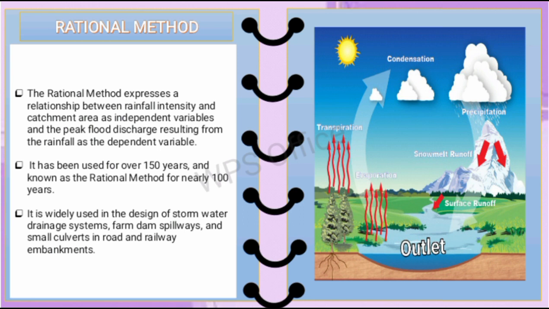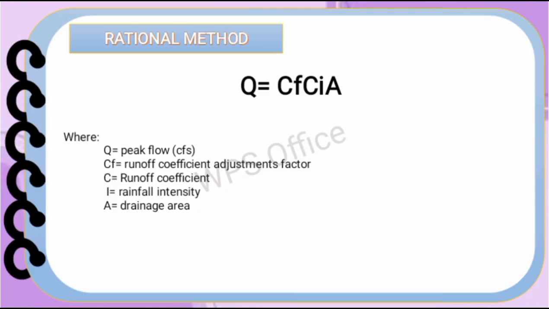It has been used for over 150 years and known as the rational method for nearly 100 years. It is widely used in the design of storm water drainage systems, farms, dams, spillways, and small culverts in road and railway embankments. Here's the rational method. Q equals CfCIA, where Q is the peak flow, Cf is the runoff coefficient adjustment factor, C is the runoff coefficient, I is the rainfall intensity, and A is the drainage area. But mostly, hindi naman na ginagamit itong Cf.